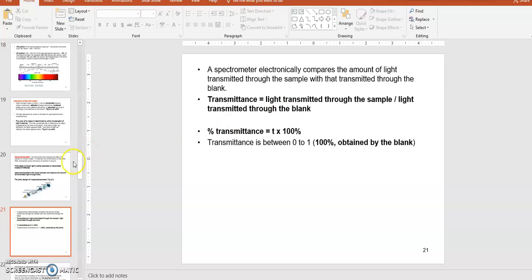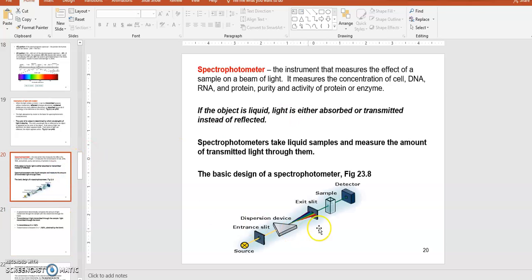Blank means what? In this measurement, the blank is held in the same cuvette, a special container, and that cuvette has the liquid without your sample. So it's like a control treatment. The only difference is the blank has everything except for your sample. The solvent and cuvette, everything is the same. So the sample is the only difference.